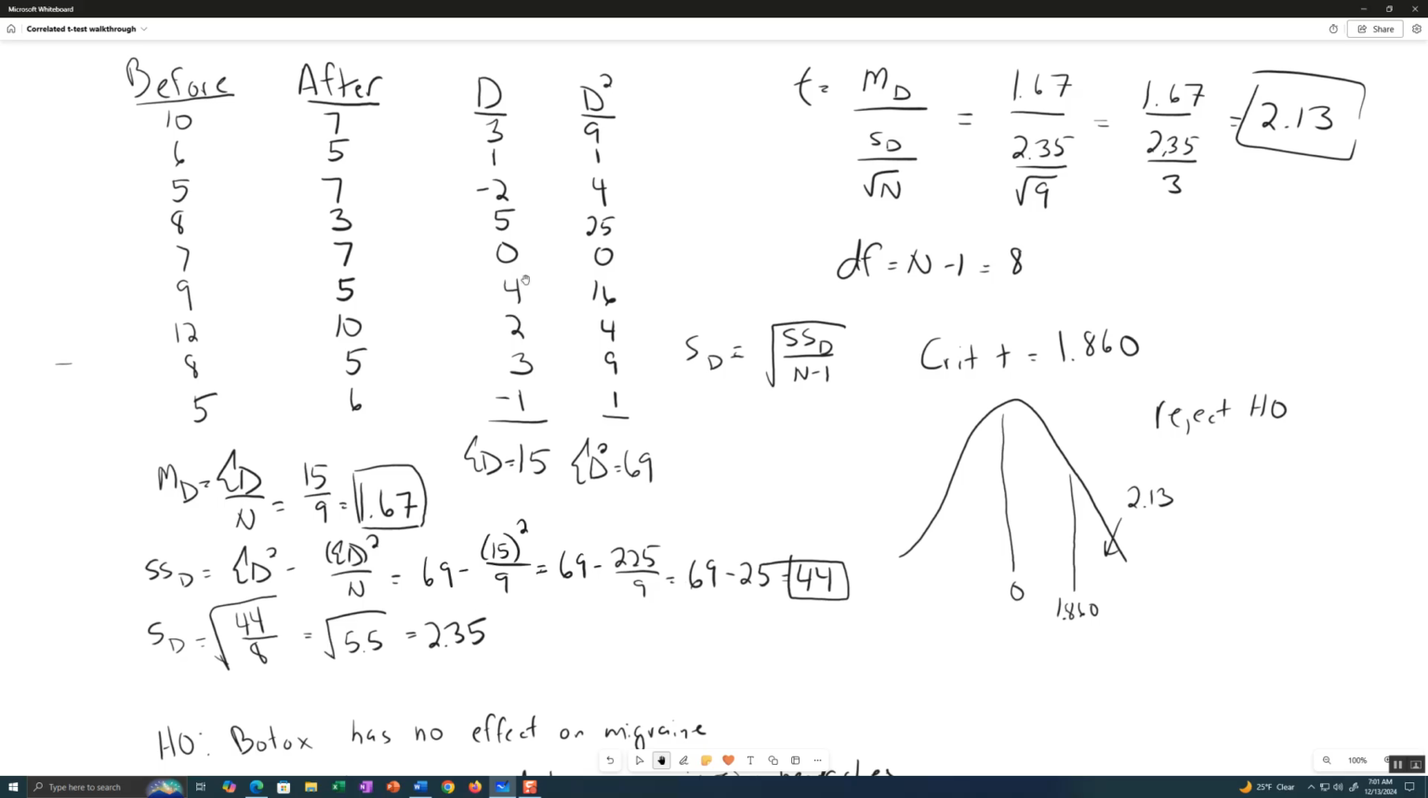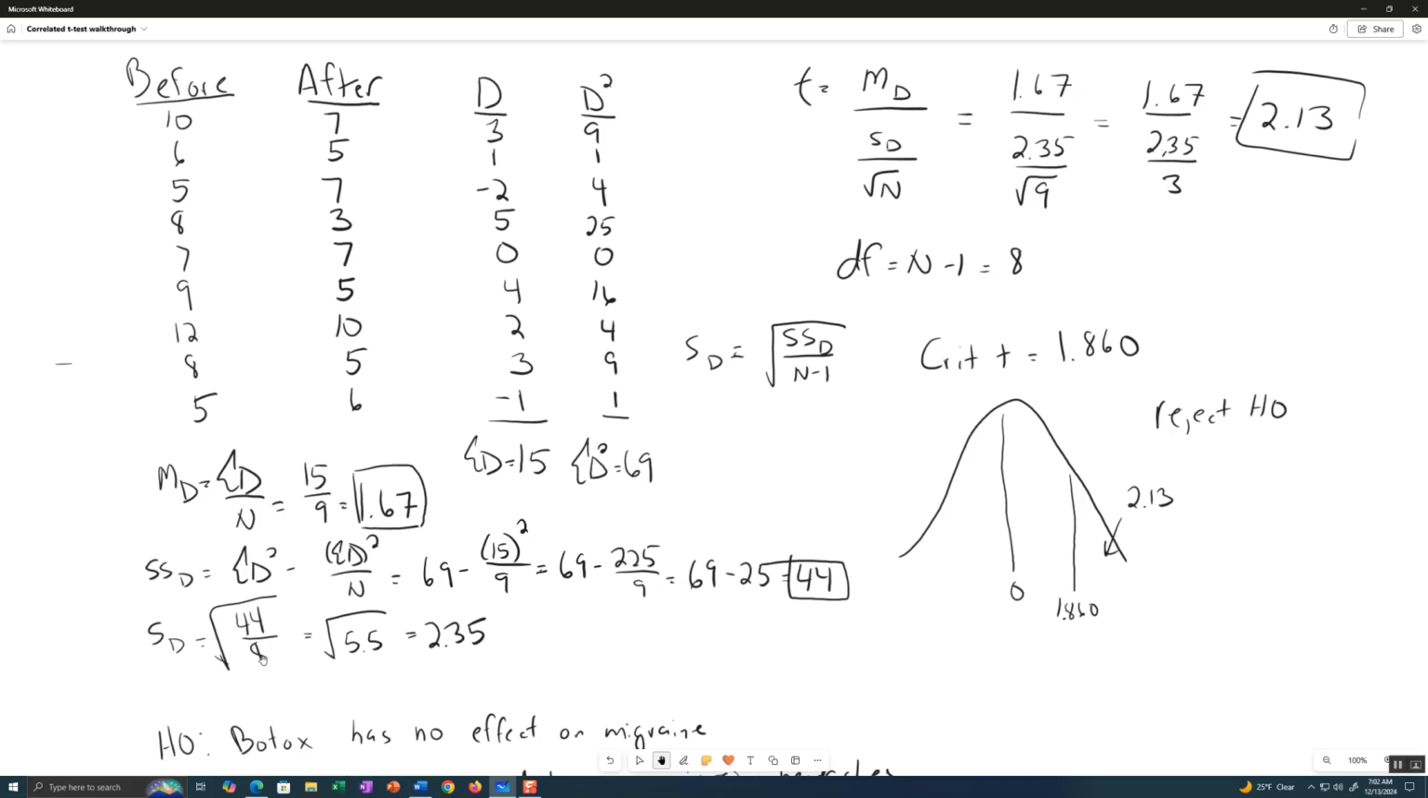I calculate all my D values, the difference scores. I then sum them up, sum of D. I then square all my difference scores. I also sum up that column. I then find the mean of D, which is sum of D over the number of pairs of scores, which is 1.67. I then calculate the sum of squares of D by taking sum of D squared, 69, minus sum of D, 15, squared over 9, number of pairs of scores. That gives me 44.